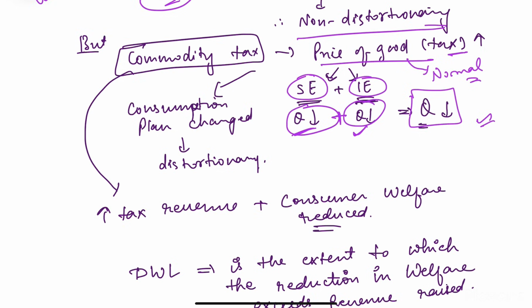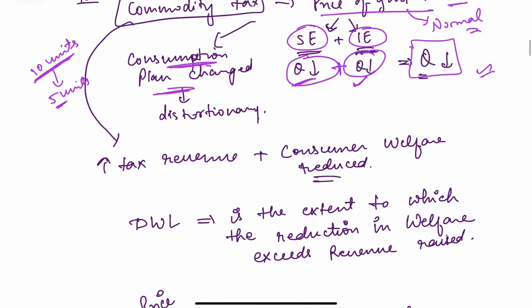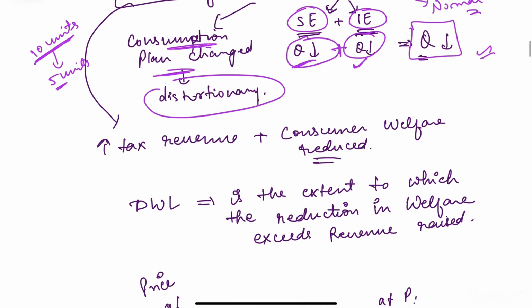So you can see that the consumption plan has changed now. Earlier, let's say the consumer was consuming some 10 units of the good. Now because the price has increased, he has reduced his consumption to just 5 units. Okay, so his consumption plan has changed, therefore it is distortionary.